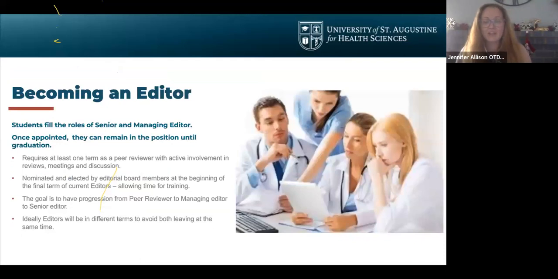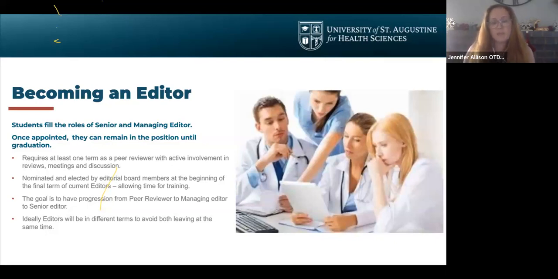So the next step up from a peer reviewer, since we do have a hierarchy, is to become an editor. There are 2 areas for editors: the managing editor and the senior editor. I mentioned earlier that I'm the senior editor. I used to be the managing editor. So I went from peer reviewer to managing editor to senior editor. That process allows us to have someone with experience lead the rest of the team and run the behind-the-scenes stuff.